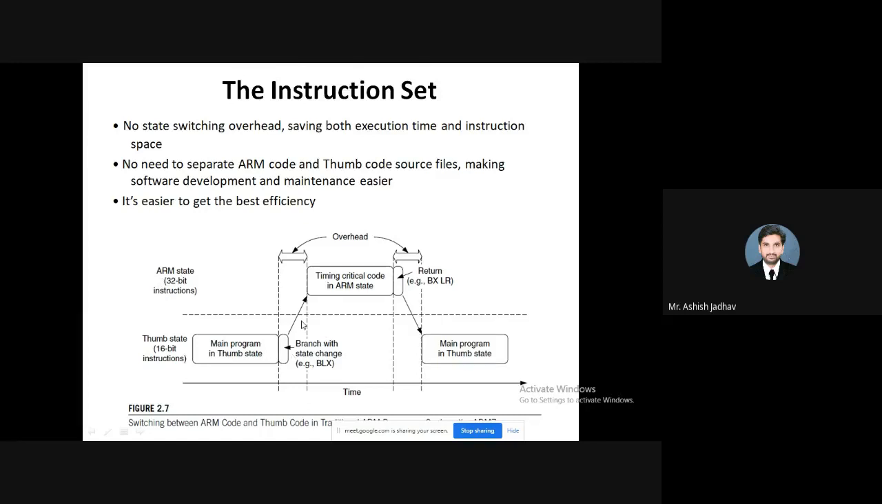So how is this switching possible? In earlier versions of ARM processors, it was possible with the BLX instruction, branch with link and state change. This is what switches between 16-bit and 32-bit. State change means you are saving the contents of the program counter. After executing that complex task, you can go back to the main program in Thumb state by using the BX LR instruction, branch exchange with link register contents, right? This is how switching between 16-bit and 32-bit instructions is possible in Cortex-M3.